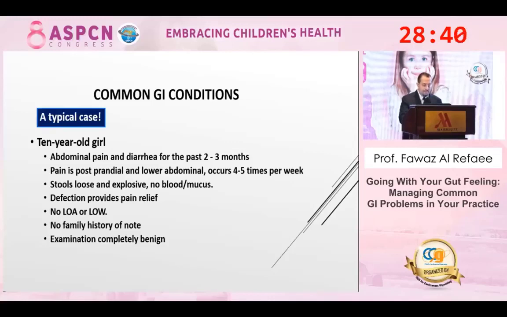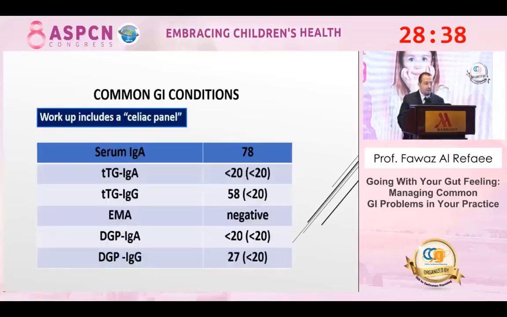This is a very common scenario you see in practice as a general practitioner or as a pediatrician. Somebody asked for a celiac test and they did a celiac panel. TTG IgA was less than 20, negative. Serum IgA was normal. TTG IgG was positive. Anti-endomysial antibody was negative. Anti-DGP, which is the deamidated gliadin peptide, IgA, was negative. And the IgG was positive.